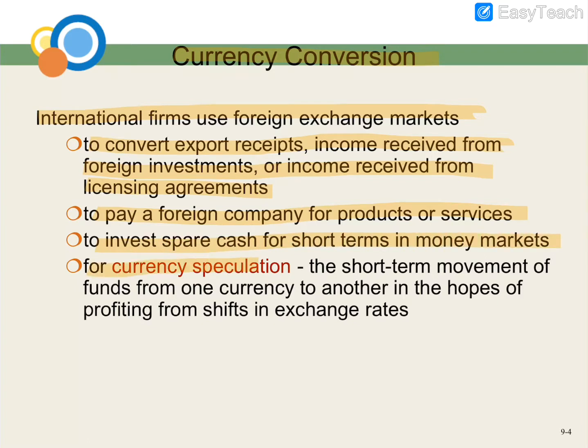For currency speculation, the short-term movement of funds from one currency to another in the hopes of profiting from shifts in the exchange rates is a kind of investment. You keep the money as a fund, and you hope that this money will make a profit later.